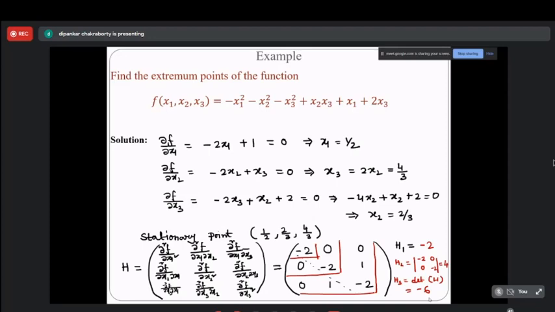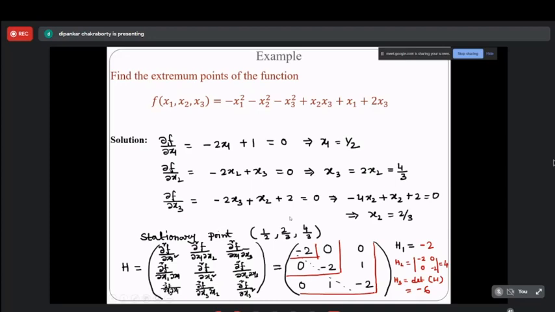So all odd order is what? Minus. H1 and H3, they are negative. And H2, the even order principal minor, is coming as positive. So that means the nature of the matrix is what? Negative definite. Now, instead of -6, if it comes +6, then what will be the nature of the matrix? Indefinite. Very good.